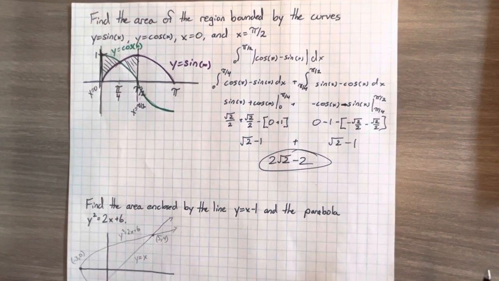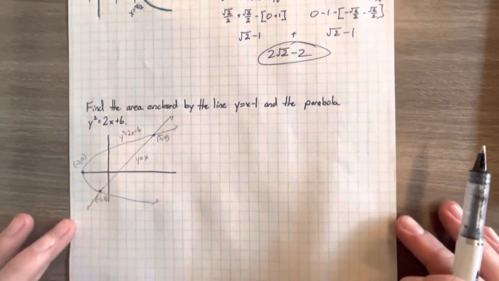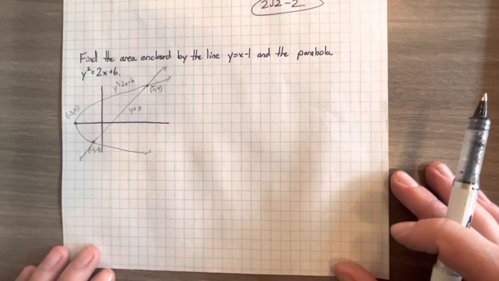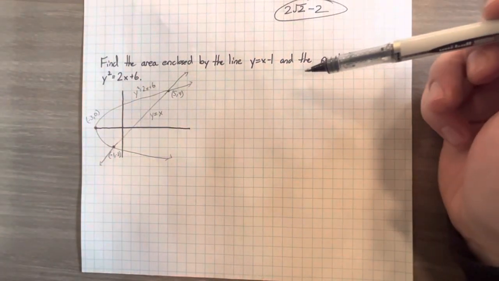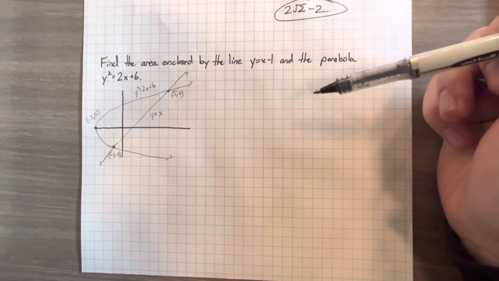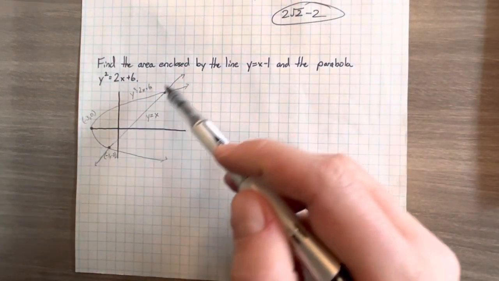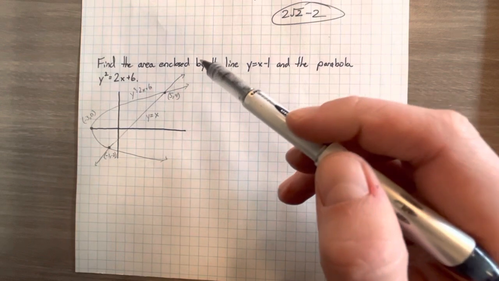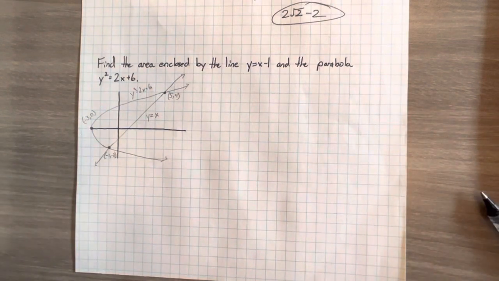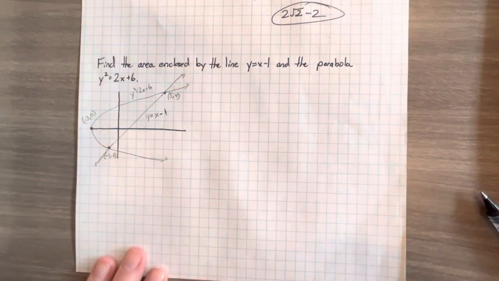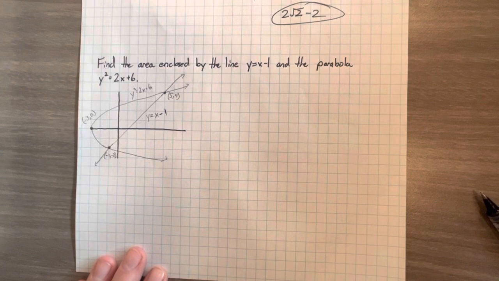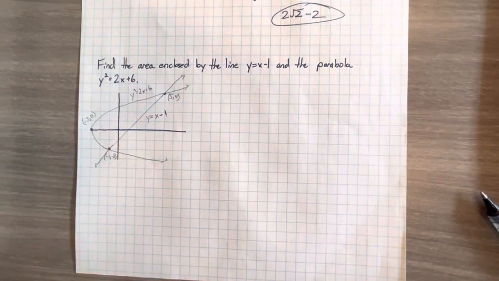Let's look at a different type of question that we're going to have for homework specifically tonight. The four I'm going to assign look like this. So the area enclosed by this line, y equals x minus 1, which is just this line going up here. It would help if I wrote the right one. I have y equals x, but it's x minus 1. And then for the other one, it's y squared equals 2x plus 6.